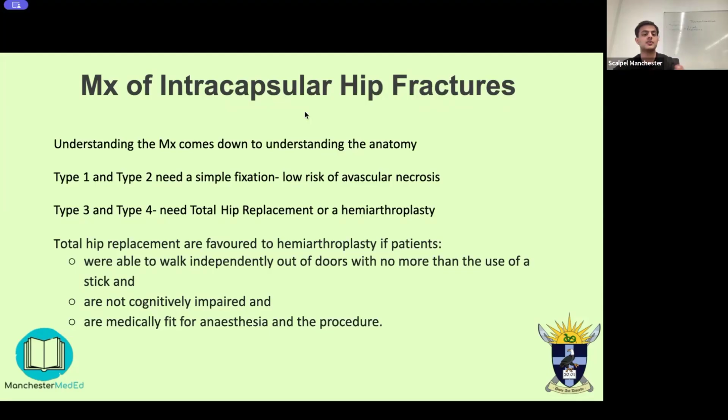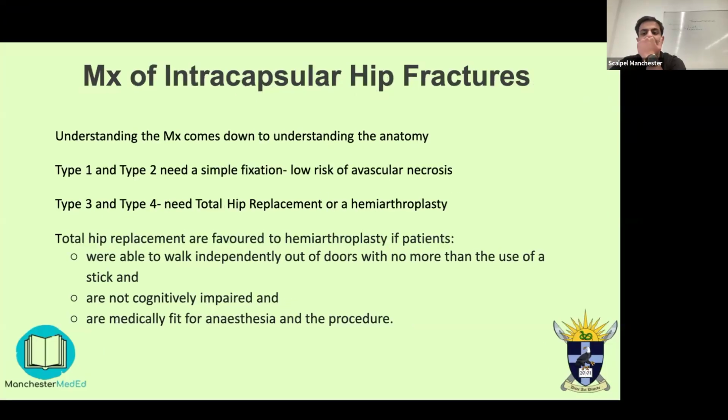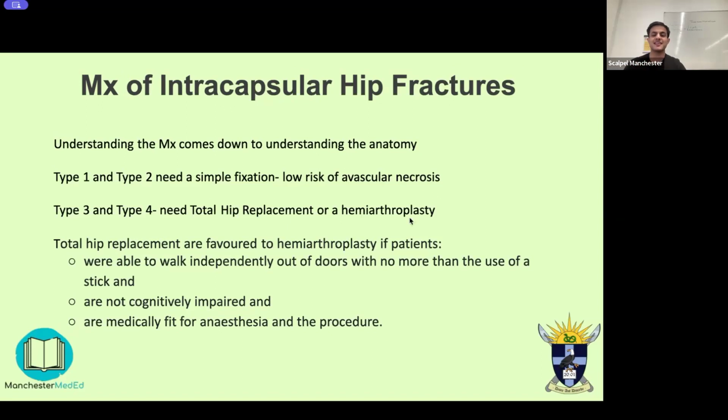Taking that, you can understand what sort of management you're going to use. Type 1 and type 2 just need a simple fixation, because there's not much displacement, you're not affecting the blood vessels around the area, which means there's a low risk of avascular necrosis. Does everyone know what that is? I'm going to assume you don't, and I'll explain it anyway.